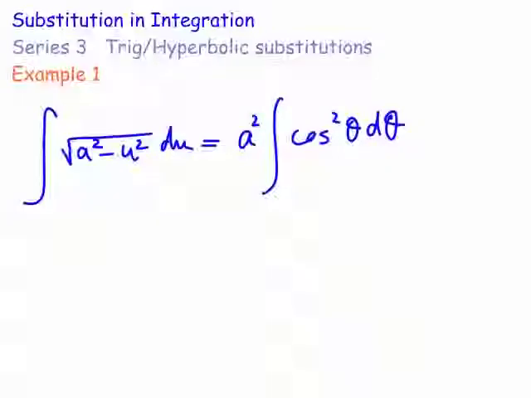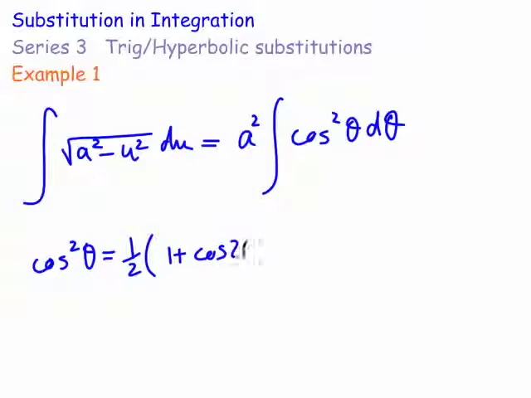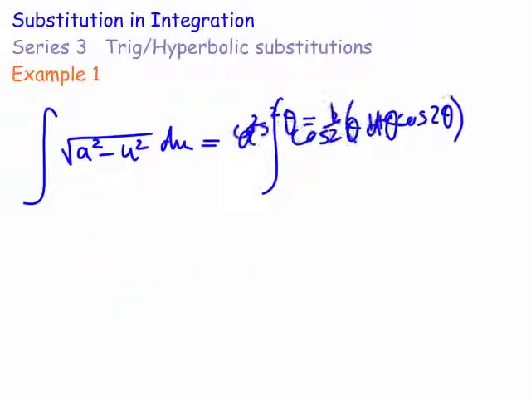We've done the substitution and transformed the integral to a squared times the integral of cos squared theta d theta. Now, how are we going to do this integral? Well, we need our double angle results for cos squared theta. Cos squared theta is equal to, you might remember, a half of 1 plus cos of 2 theta. So we need to do that substitution for cos squared, and this needs to go in here.